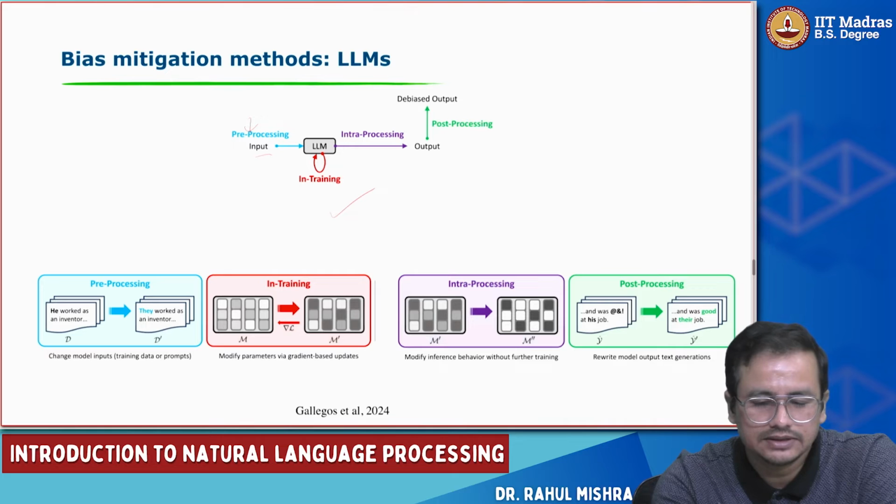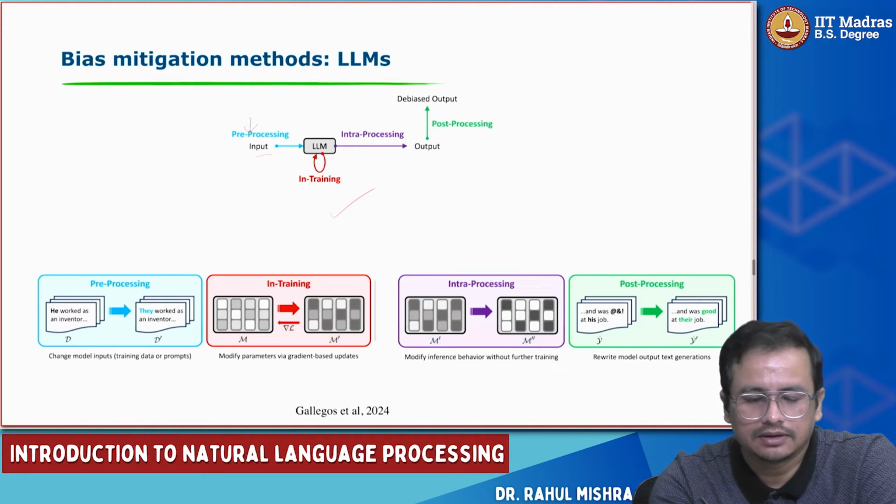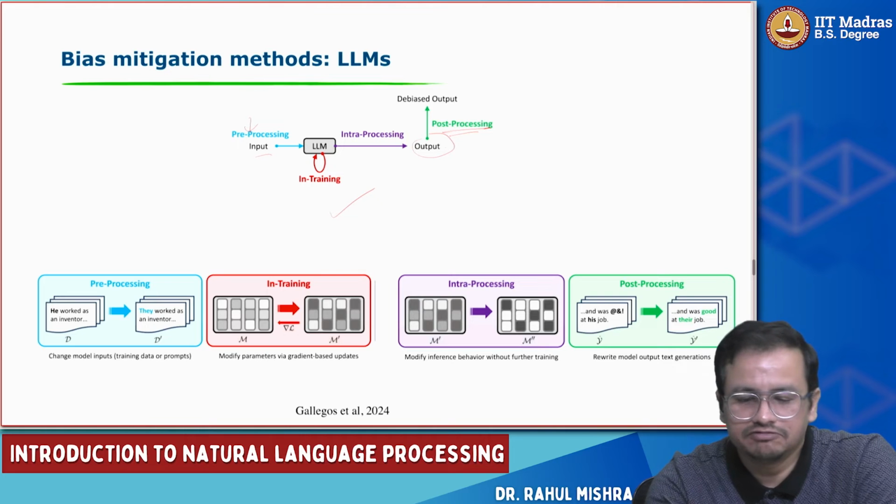So they might change the infrastructure, the architecture and whatnot. And intra-processing, they will transform after the training, they might transform the data or the intermediate data. And output, you might want to do post-processing, where you want to rewrite some of the things, rephrase some of the things, and then you get a debiased output, right? So this is the overall pipeline.